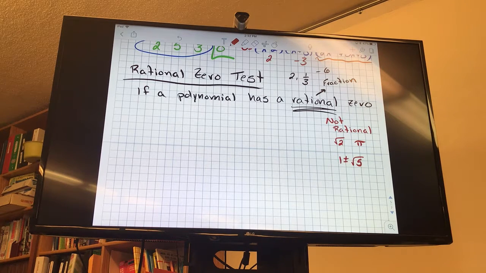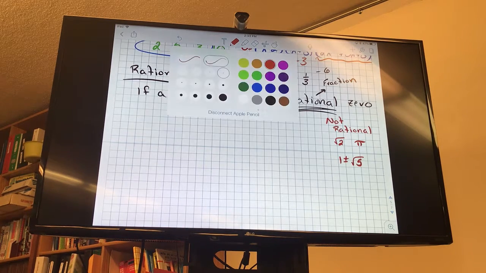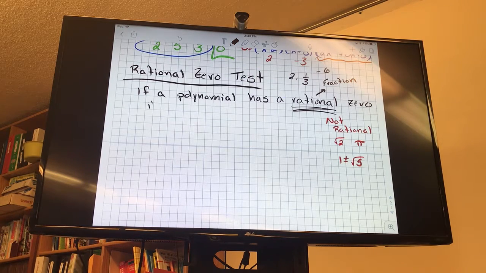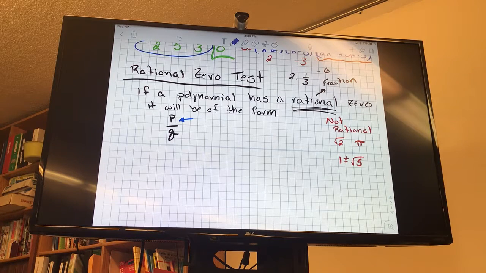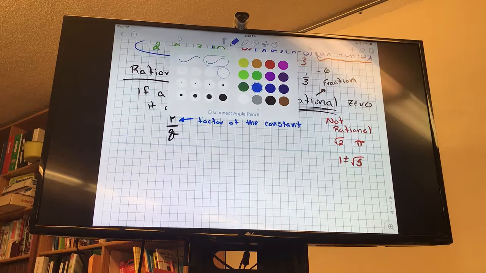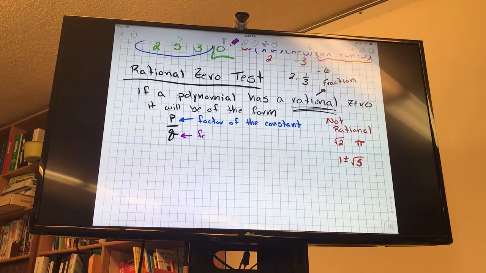Okay, so if a polynomial has a rational zero, and not all polynomials have rational zeros, if it has one, it will be of the form P over Q. Know your P's and Q's. P is a factor of the constant, and Q is a factor of the leading coefficient.